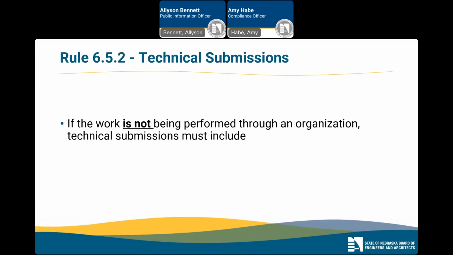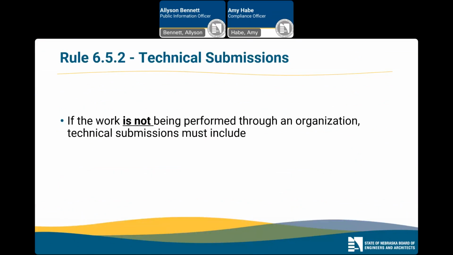So additional information is also required depending on whether the work is or is not being performed through an organization. So first, we're going to look at if the work is not being performed through an organization. So if that's the case, the technical submissions must include the licensee's name and the licensee's contact information. So their contact information should include their address and phone number.